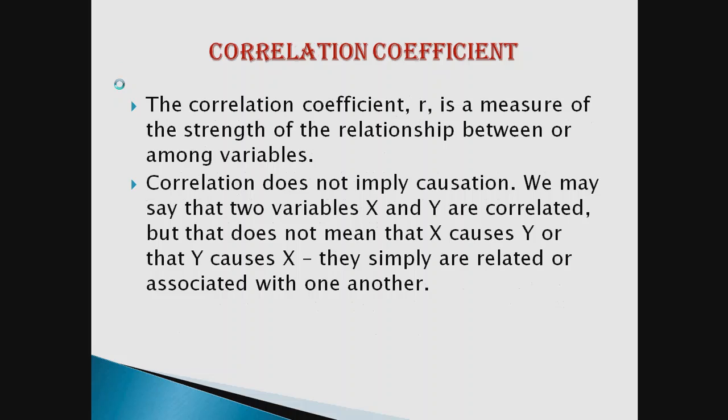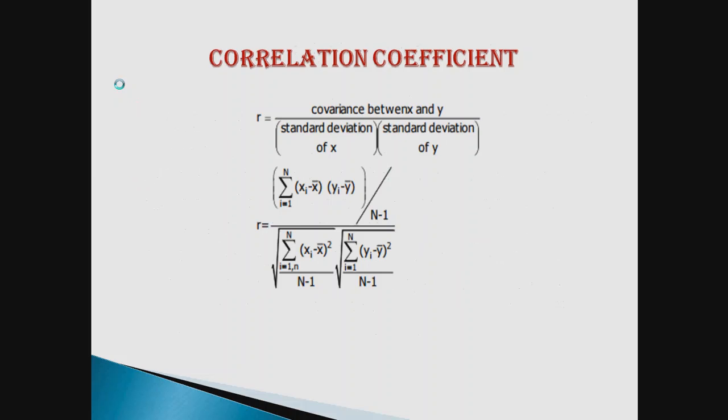Now, this correlation coefficient is a ratio of covariance. It is defined as the ratio of the covariance between two random variables and the standard deviation of both the variables. So R is equal to covariance between x and y upon standard deviation of x and standard deviation of y.